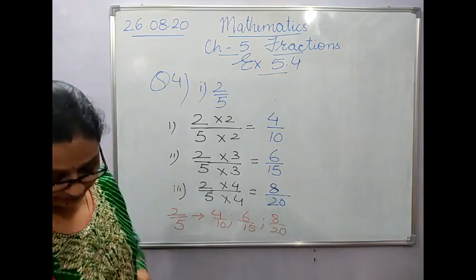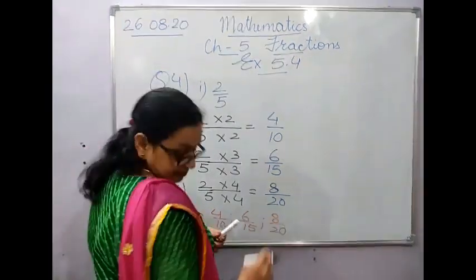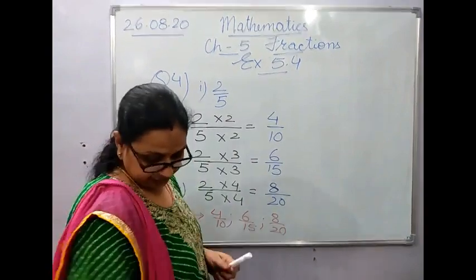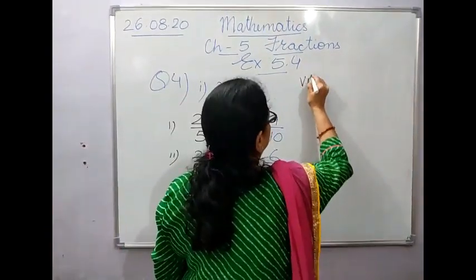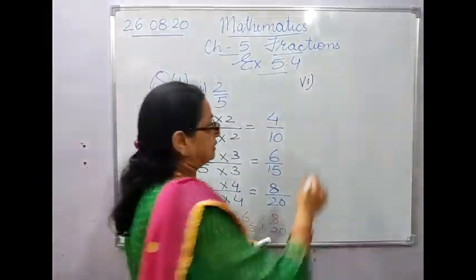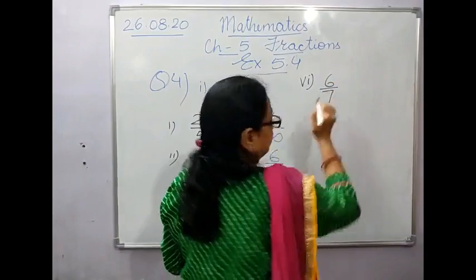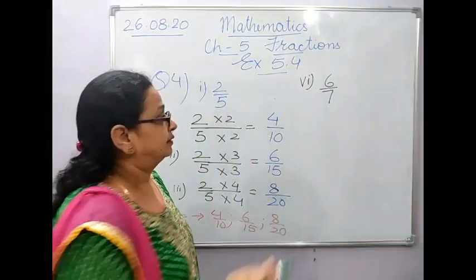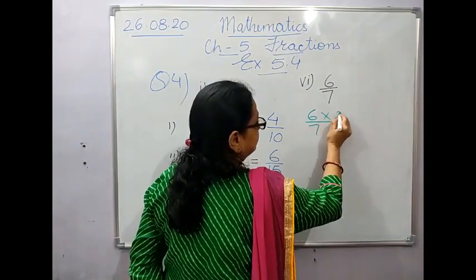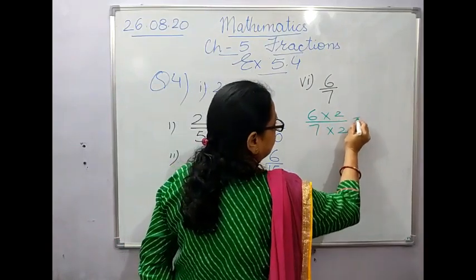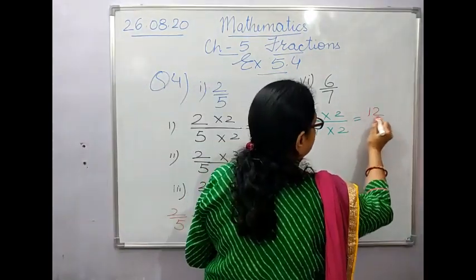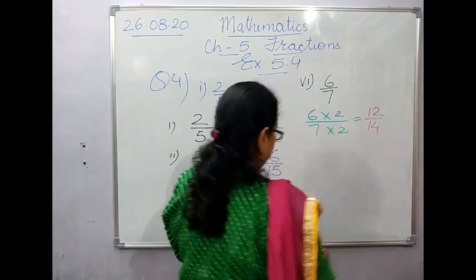Okay, I'll do one more sum. I'll take the sixth one. Sorry, it is sixth one only. You have to find the 3 equivalent fractions of 6 upon 7. Same way, 6 upon 7. Start with multiplying by 2. It is 6 2s are 12 and 7 2s are 14.